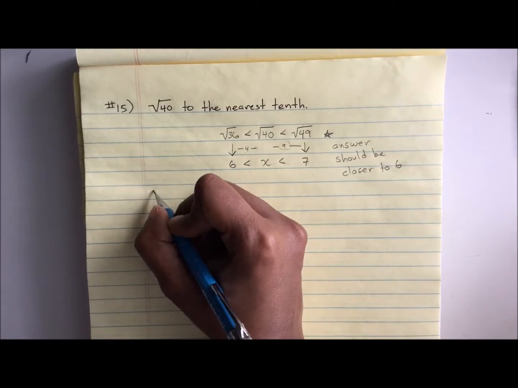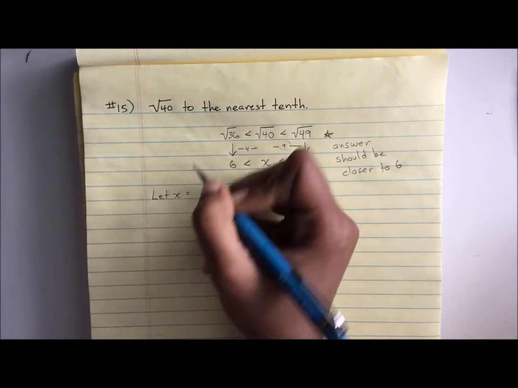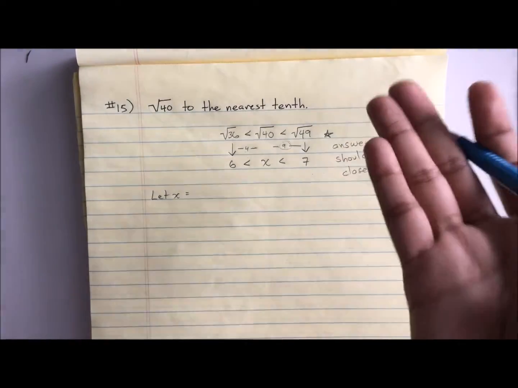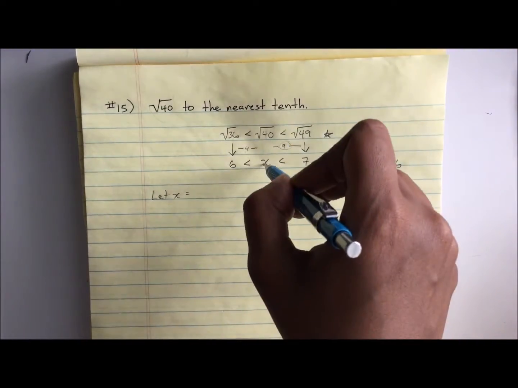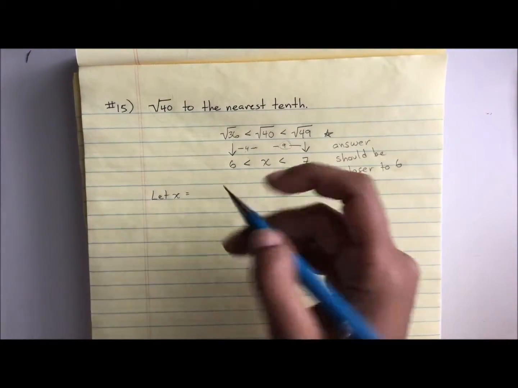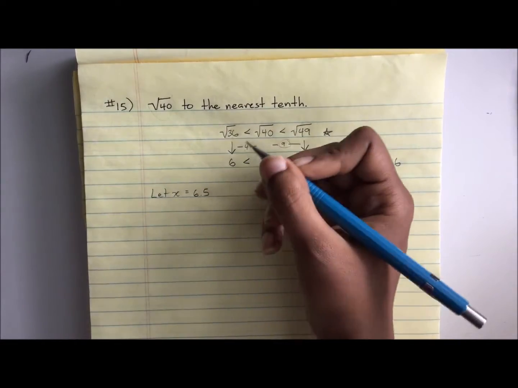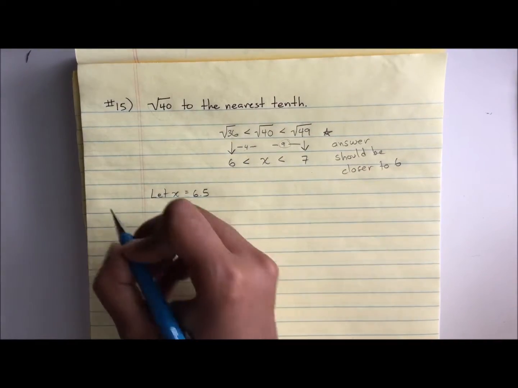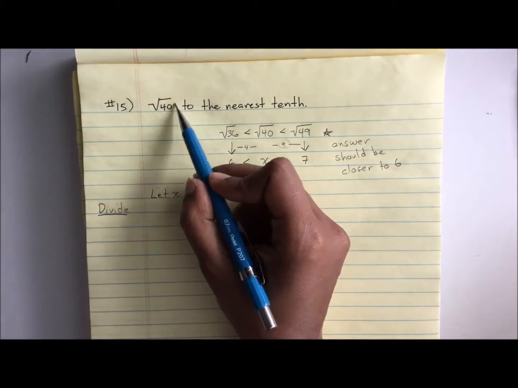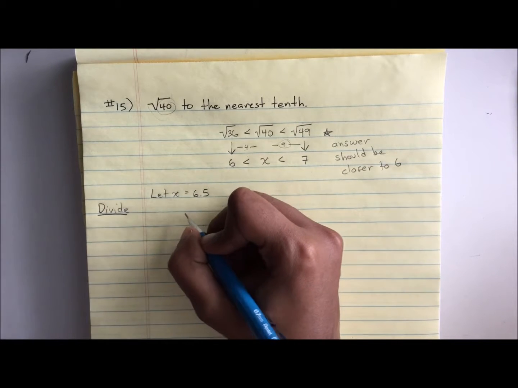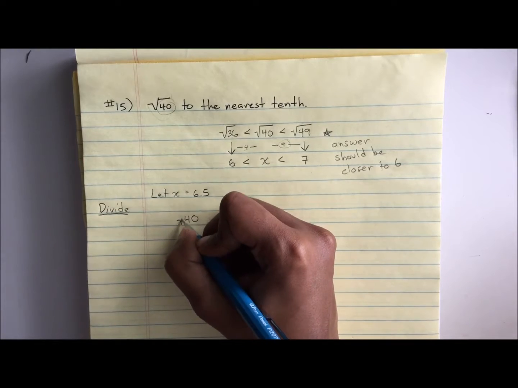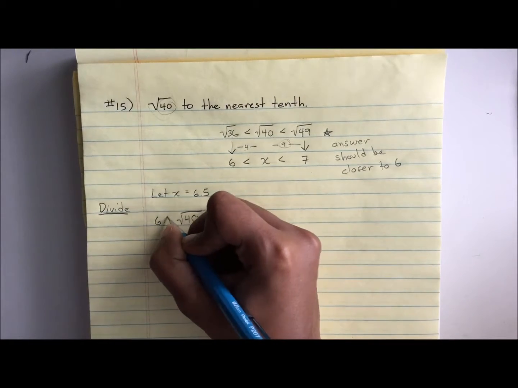So I'm going to let x represent the value that I want to work with to help me figure out the most accurate measurement to the nearest tenth of what the square root of 40 would be. So since it's between 6 and 7, I'm going to go with 6.5. Dead in the center. Okay, so the first step that you're going to do is you're going to divide. You're going to take that number, right, and you're going to divide it by your x. So we have the square root of 40 divided by 6.5.